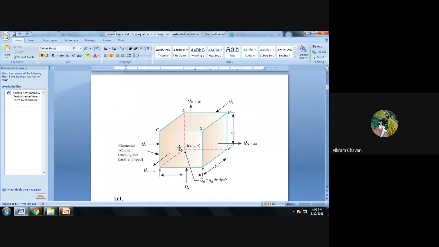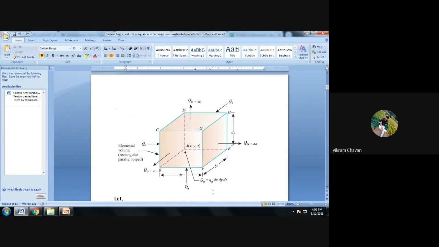Then further, we considered that heat is entering inside the element in the positive x direction, in the positive z direction, and in the positive y direction. Whereas from the opposite sides of this element, heat is leaving the element. Here we have considered that qx amount of heat is entering from the face A, B, C, D, whereas q suffix x plus dx amount of heat is leaving from the face E, F, G, H.